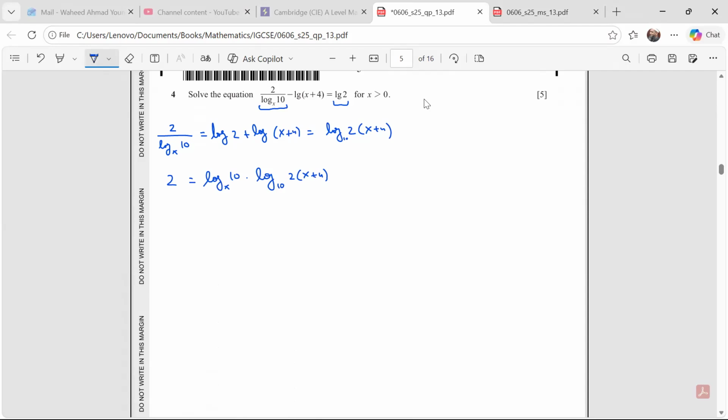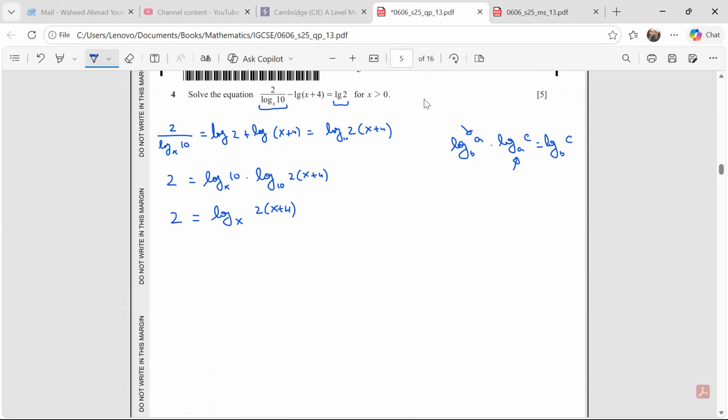And if you remember this famous relationship, that if I have log of a to the base b times log of c to the base a, these cancel and we can write it as log of c base b. So if I have the same thing here and here, we can remove them. You should remember this. So this will become log base x of 2 times x plus 4, sorry, and this is equal to 2.